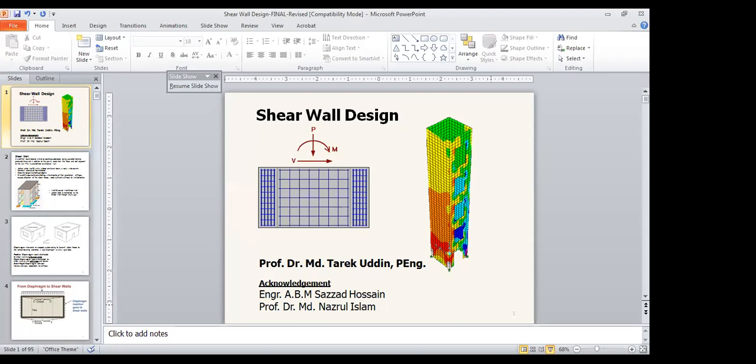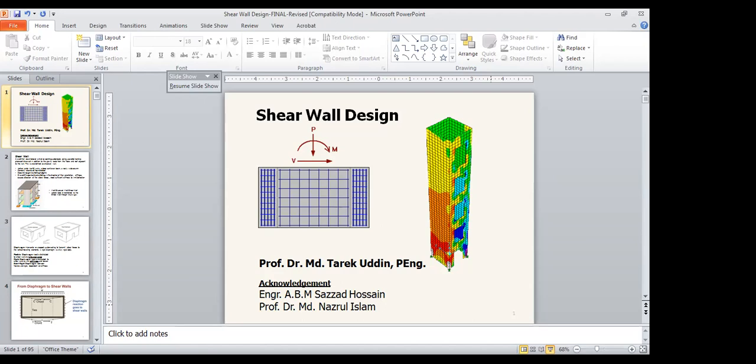And you know that shear wall is very important for high-rise reinforced concrete buildings, to control deflection of the buildings mostly. And this note I prepared based on the notes I collected from AVM Engineer Sajjad Hussain and Professor Dr. Muhammad Nozrul Islam. So I acknowledge their support to prepare the note.